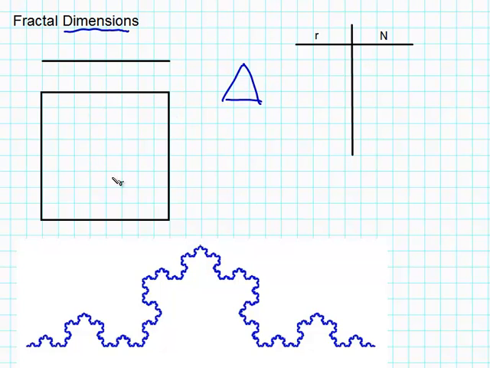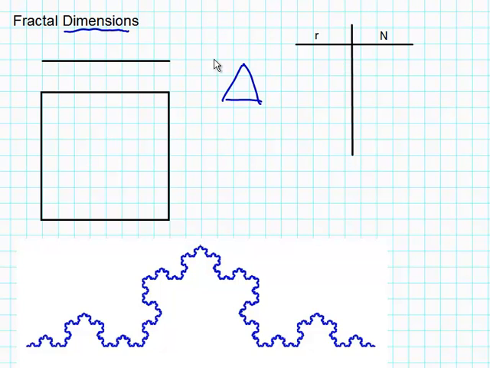On the other hand, you think of an area, and if I double the sides on a square, I get four times the area. So area scales like the second power of your similarity ratio. And the same thing with a cube. If you double the edges on a cube, you get 2 times 2 times 2, you get 8 times the volume of a cube. Okay. So we can think of dimension as defining how something scales up.